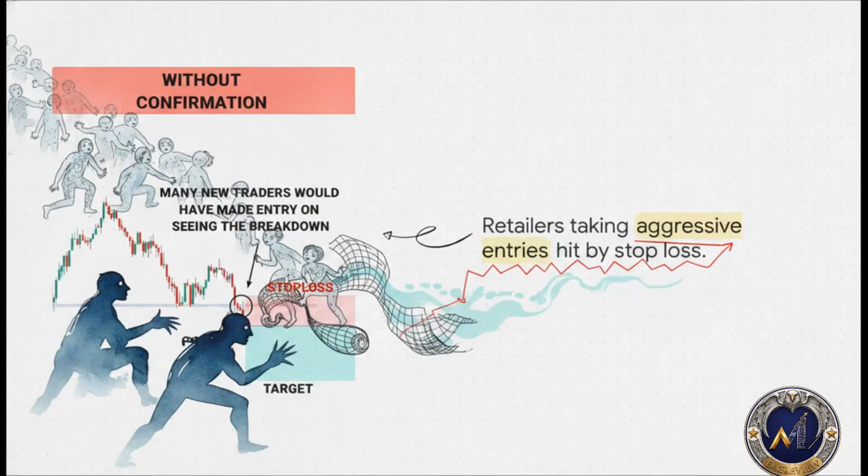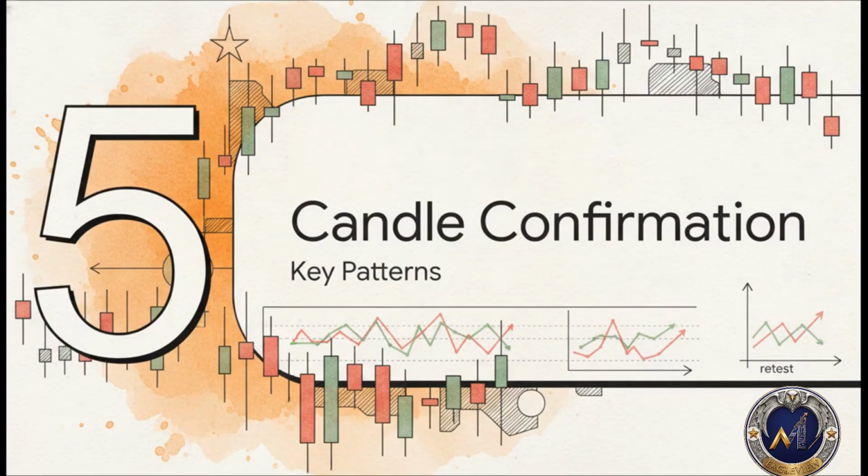And the big players, they use this knowledge against new traders. In this downtrend scenario, retailers see a breakdown and immediately take an aggressive entry without waiting for any confirmation. The big players know exactly what retailers are taught to do. These retailers entering blindly provide the perfect fresh liquidity. So, as soon as those retail sellers enter, the big players reverse the price to the upside simply to hunt their stop losses.